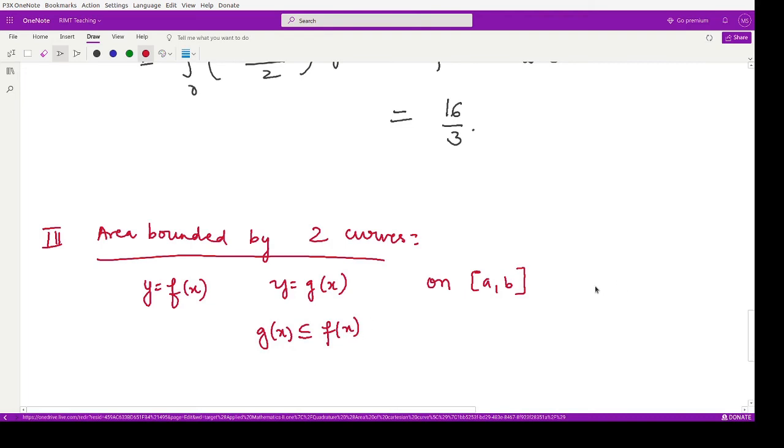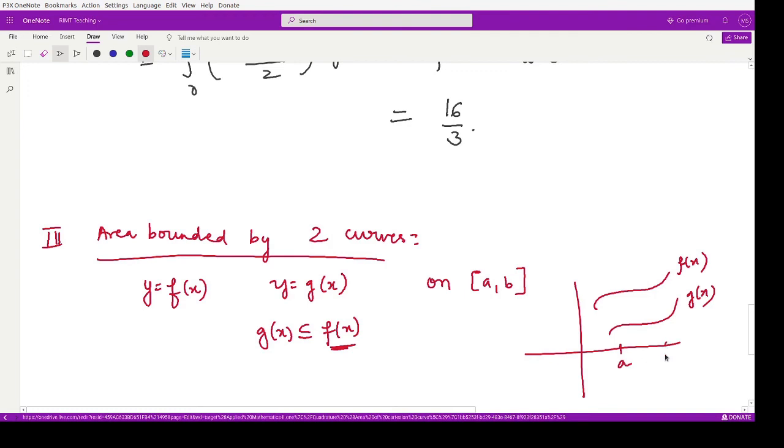So that means if we have some curve like this one and some curve like this one, this curve is your f of x and this curve is your g of x. Because we are saying f of x is greater than g of x at all points, our curves are of this kind.